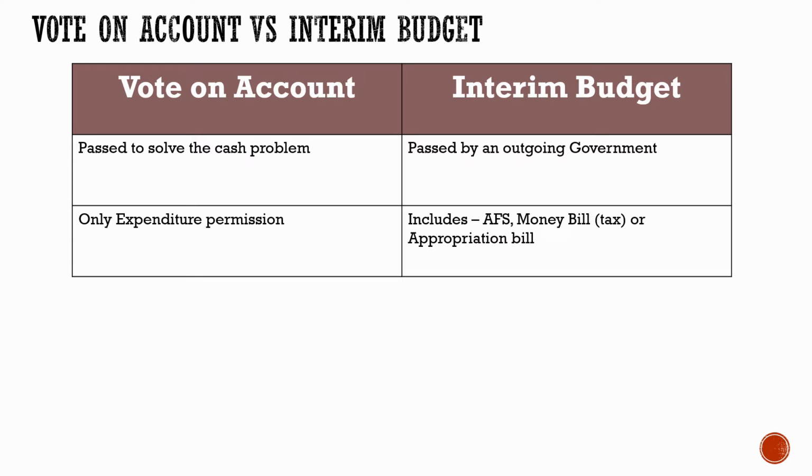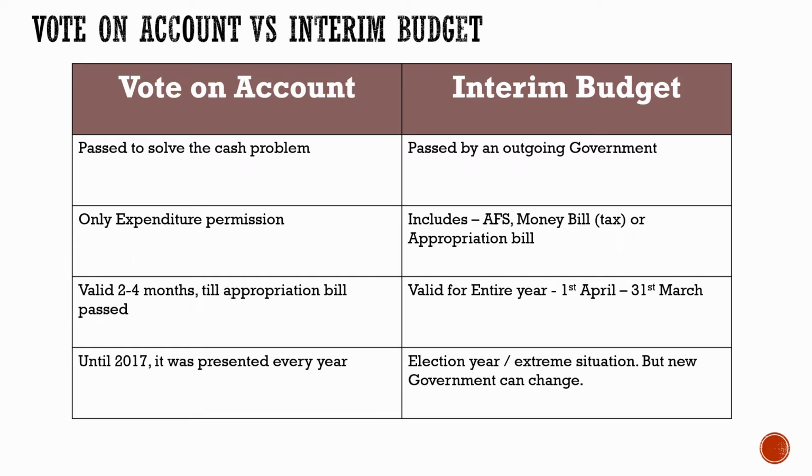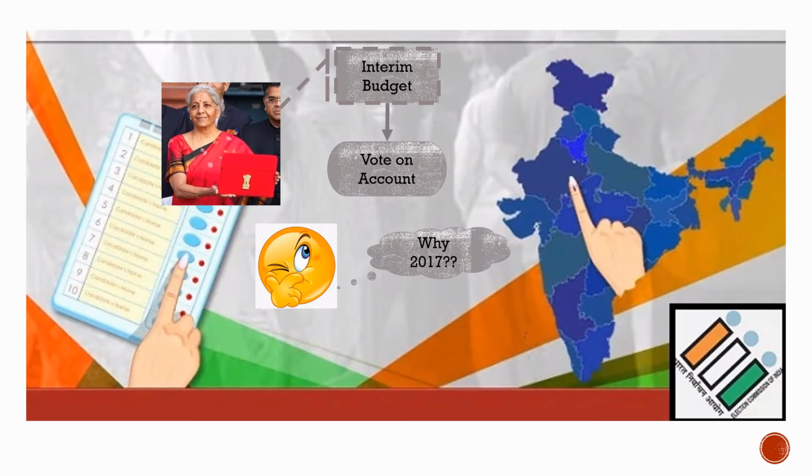Vote on account deals only with the expenditure permissions, whereas interim budget includes annual financial statement and money bill or appropriation bill. Vote on account is valid 2 to 4 months or till appropriation bill is passed. But interim budget valid for entire year from 1st April till 31st of March. Vote on account until 2017 it was presented every year. An interim budget is presented during election year or extreme situations, but new government can change this. Now I hope it is clear.